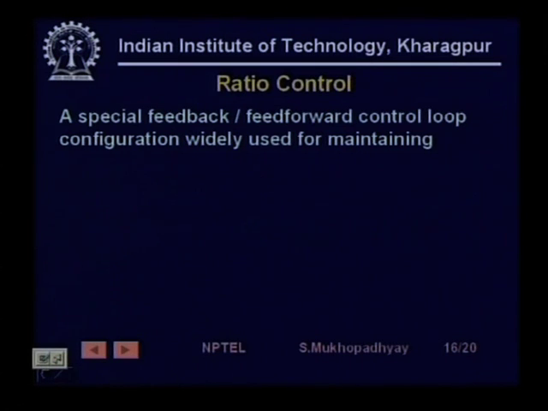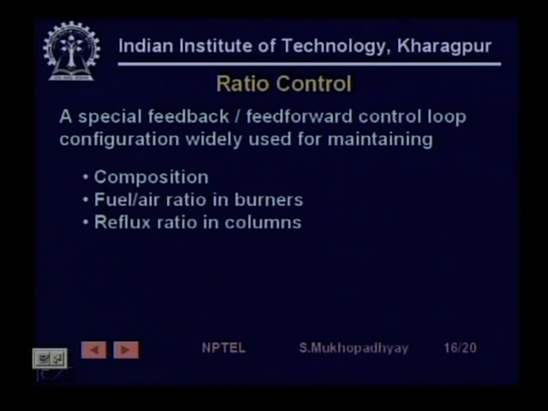Now we look at another control, which has both a feedback and a feed forward flavor. It is a very common control configuration which is used especially in chemical processes. It is a special feedback feed forward control loop configuration which is widely used for maintaining composition control, fuel air ratios in burners.